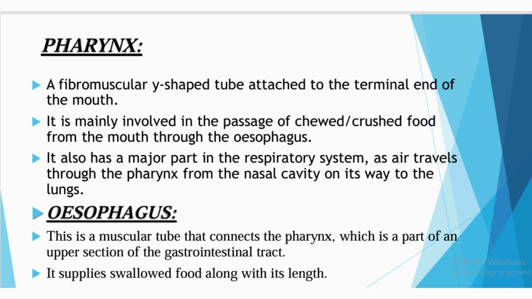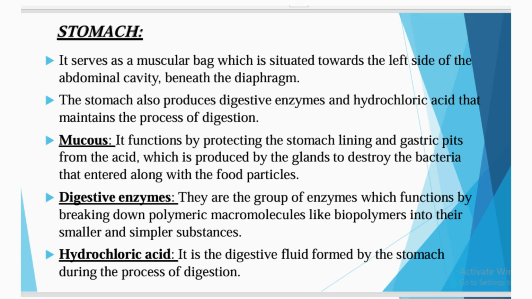The third part is the esophagus. This is the muscular tube that connects to the pharynx, and is a part of the upper section of the gastrointestinal tract. It carries the swallowed food along its length. The other part of the digestive system is the stomach. It serves as a muscular bag situated toward the left side of the abdominal cavity beneath the diaphragm.